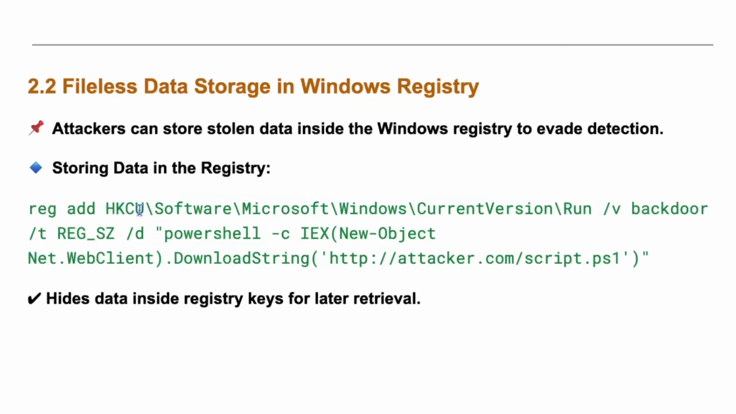This is for the CU, which is the current user. And then there's the HKLM, which is for the local machine. Essentially it's kind of like the path, right? Inside the current user, there's the software folder. Inside of that, there's the Microsoft folder. Inside of that, there's the Windows folder. And then there's the current version, and then run the current version.